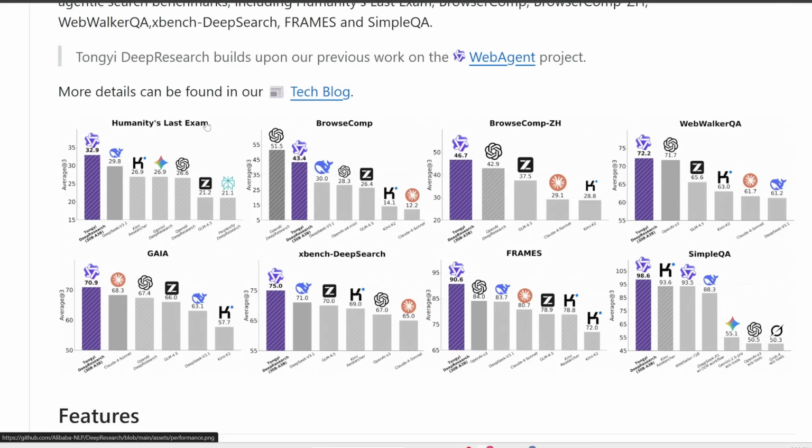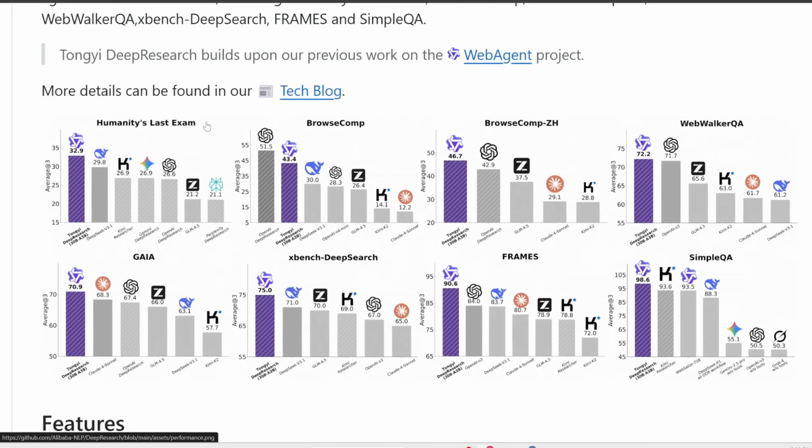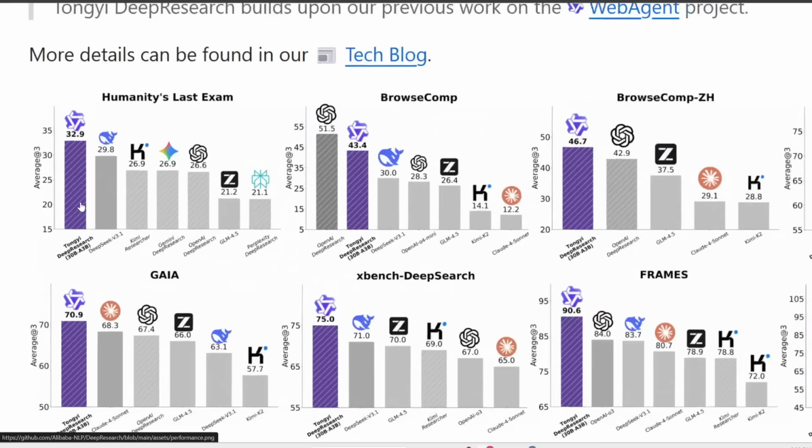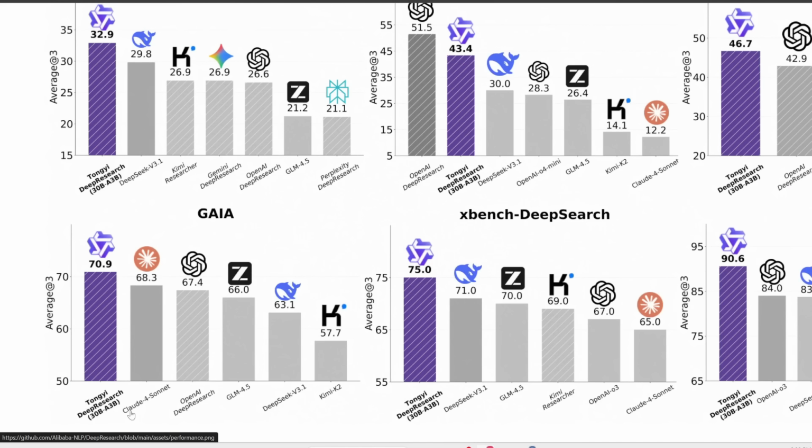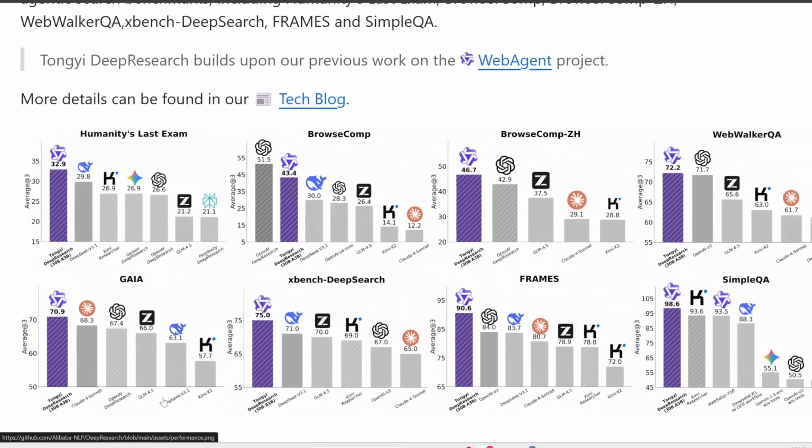And if you look at all these benchmarks which test an AI's knowledge or agentic capabilities, notice that this new Tongyi Deep Research, which is the purple bar, on average even outperforms the closed proprietary models like Gemini Deep Research or OpenAI Deep Research, as well as Claude 4 Sonnet. But here's the crazy thing.